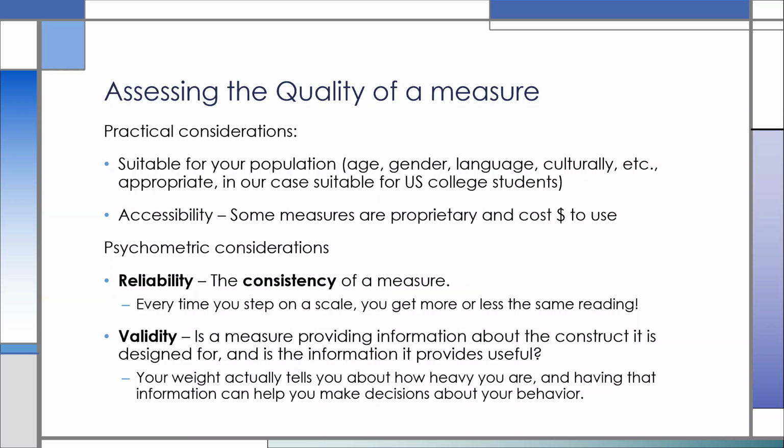The other important psychometric consideration is validity. And validity is about whether a measure is providing information about the construct it's designed for, and whether the information it provides is useful. So if you step on a scale and measure your weight, it tells you about how heavy you are. It's telling you the thing you want to know about. And then once you have that information, it can help you make decisions about your behavior. Do you want to lose weight, gain weight? Are you at the weight that you want to be? This information is of practical significance.